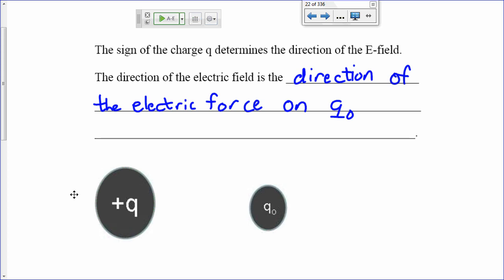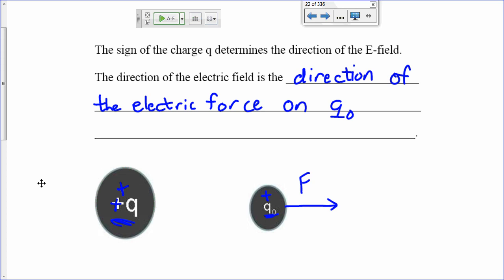So for example, if I had a positive charge right here, what would be the direction of my force on Q naught? Would it be to the left or to the right? I have a positive charge here and a positive charge here. How are they going to be? Attracted or repelled? They're going to be repelled. So my force on Q naught is going to be in that direction.